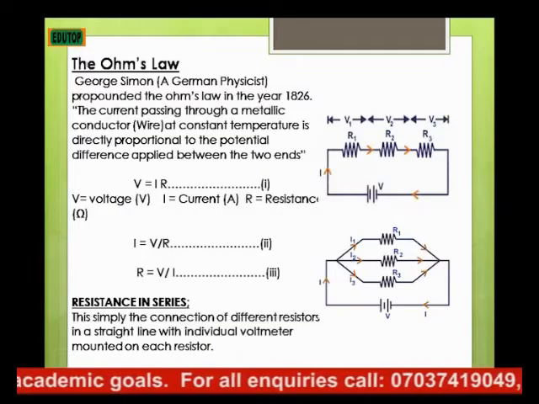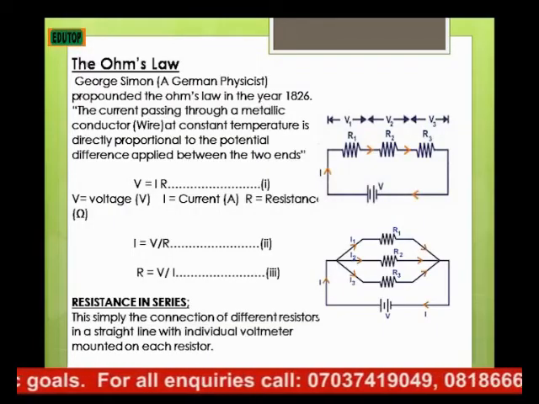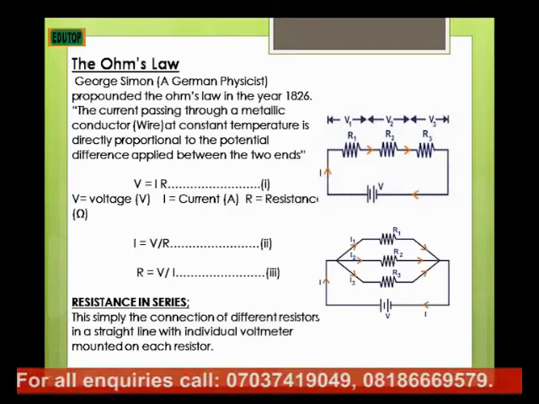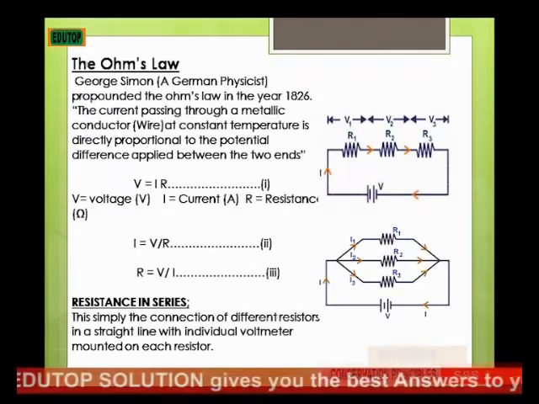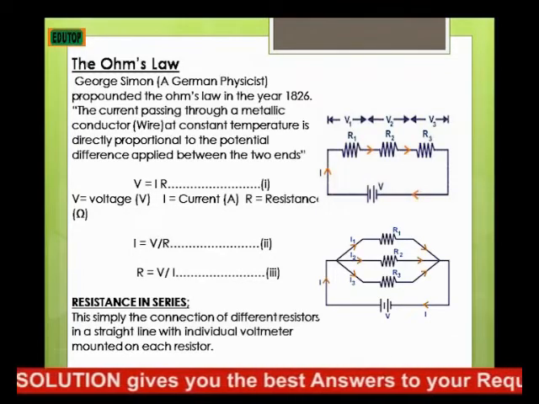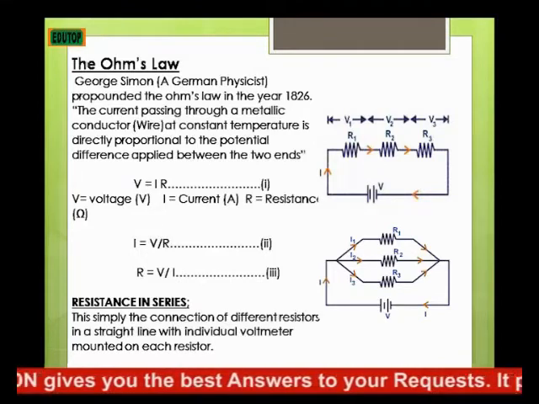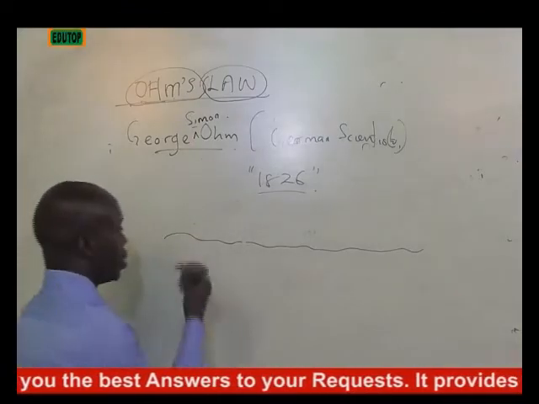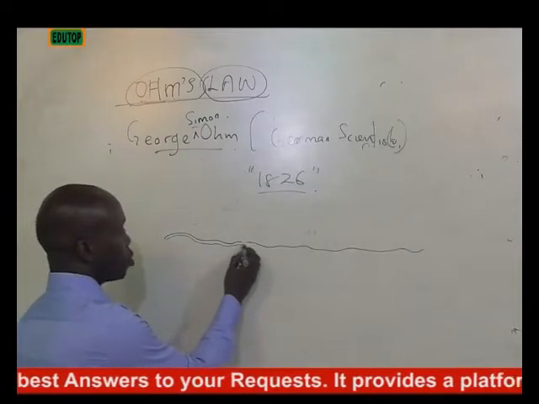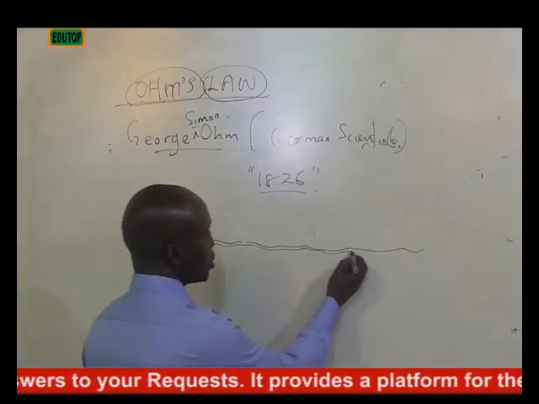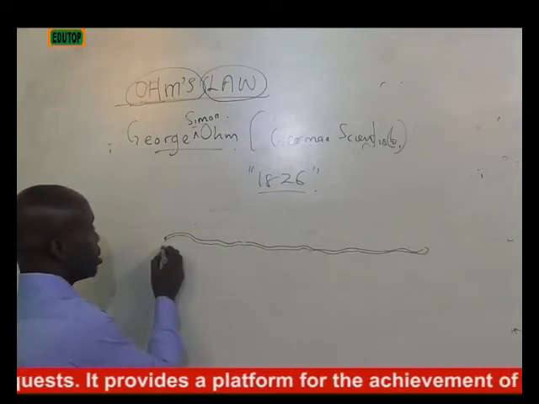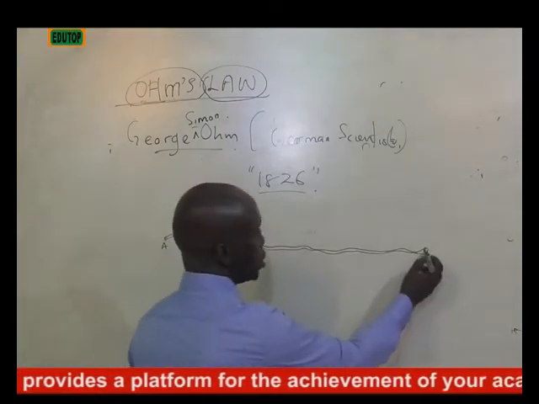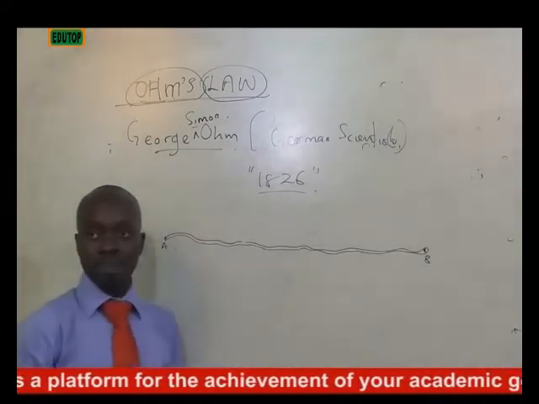The current passing through a metallic conductor. The conductor is your wire, because at every definition I'll be doing the diagrammatical representation for you to actually get the meaning of that law. If this is to be your metallic wire, I'm not going to make it straight because I'm not drawing a rod, I'm drawing a wire. Of course, you know that your metallic wire will conduct electricity. Let's say this is your point A of your metallic wire, and this is your point B. Okay, let's proceed.